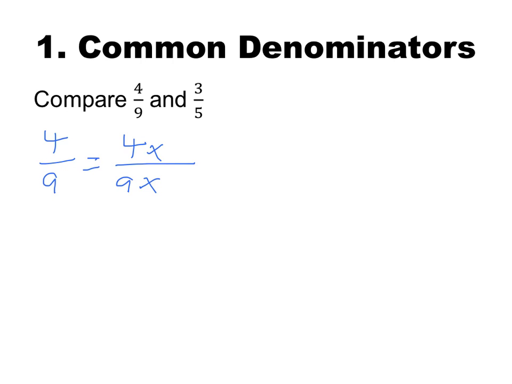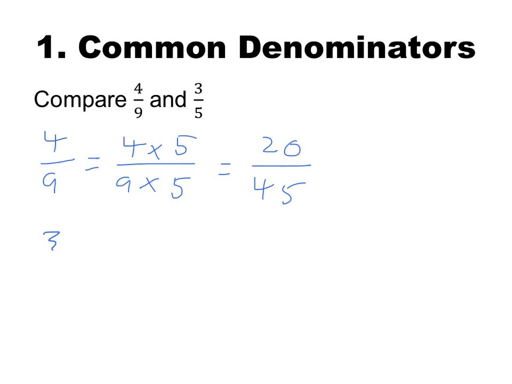Now, what number would I multiply by? Well, let's multiply by the other denominator, 5. And why do we do that? Well, you'll see here in a minute. Let's do this arithmetic. So this is 20 over 45. Okay? So the fraction 4/9 is equivalent to the fraction 20/45.